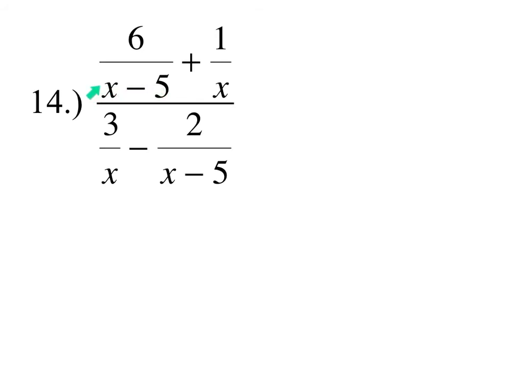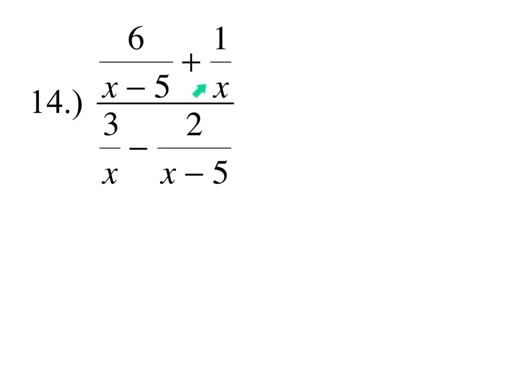Remember, if you had a trinomial in the denominator of one of them, like an x squared minus 3x minus 4, you would need to make sure that you factor it first before you actually try to find the least common denominator. So always factor first, then find your least common denominator. In this case, I don't need to because I just have linear factors. So you have an x minus 5, an x, and an x minus 5.